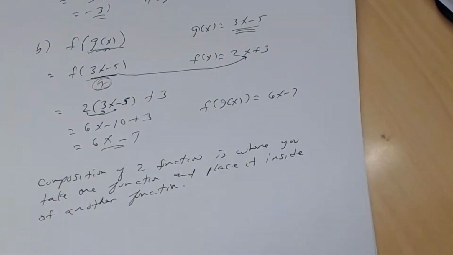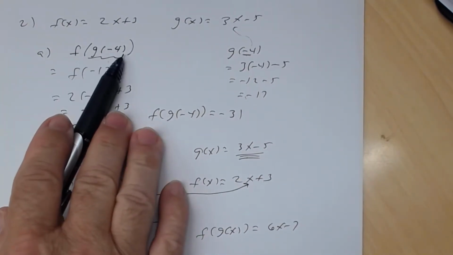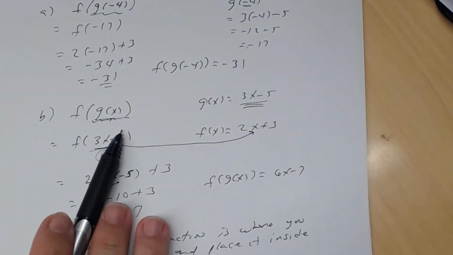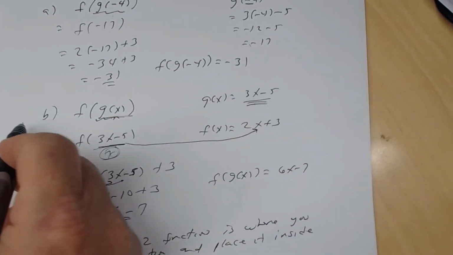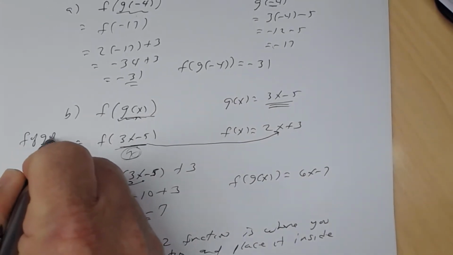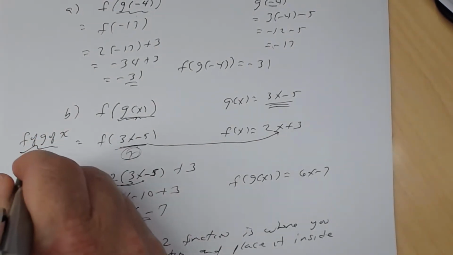Okay, so you take one function and place it inside of another function. That's composition. Whenever you see f of g of negative 4, remember that phrase, f of g of, that's a composition. So f of g of x, I'm going to read this as f of g of x. That's how I read this. That's a composition.